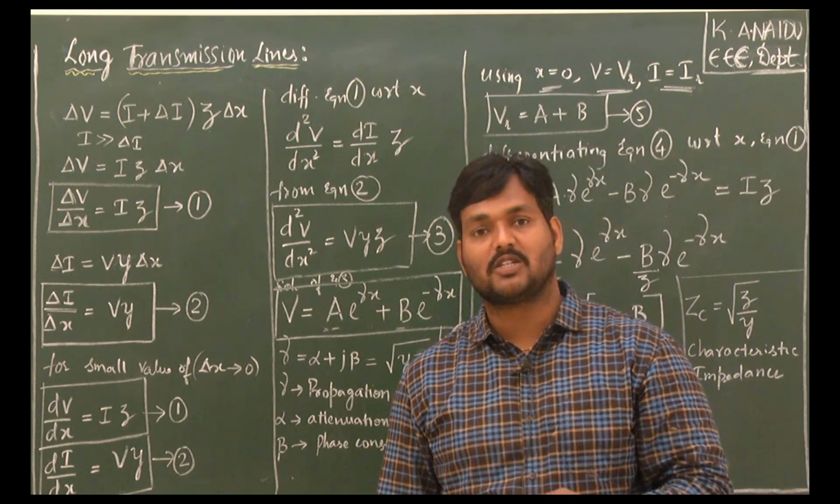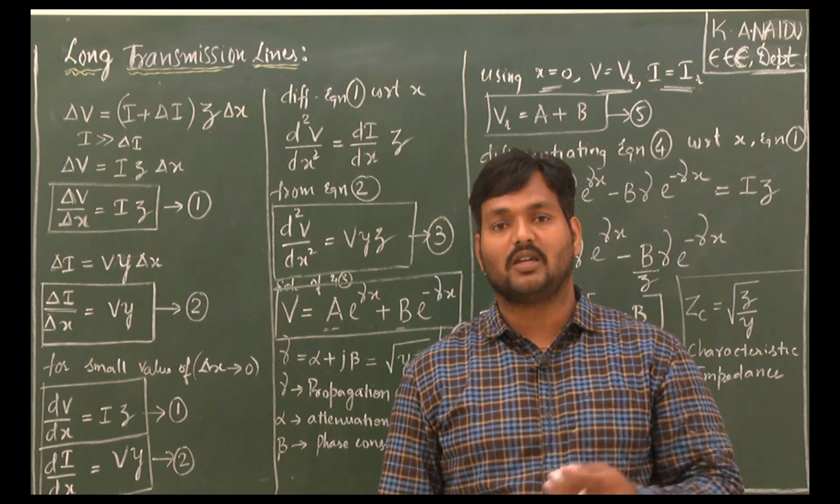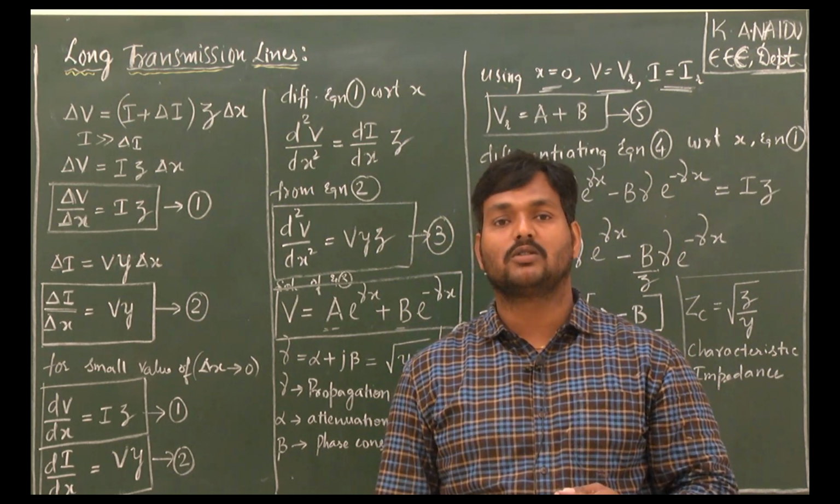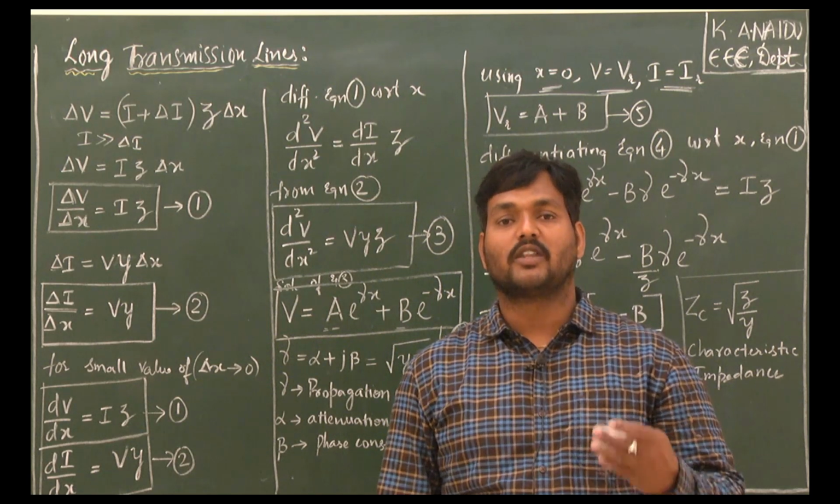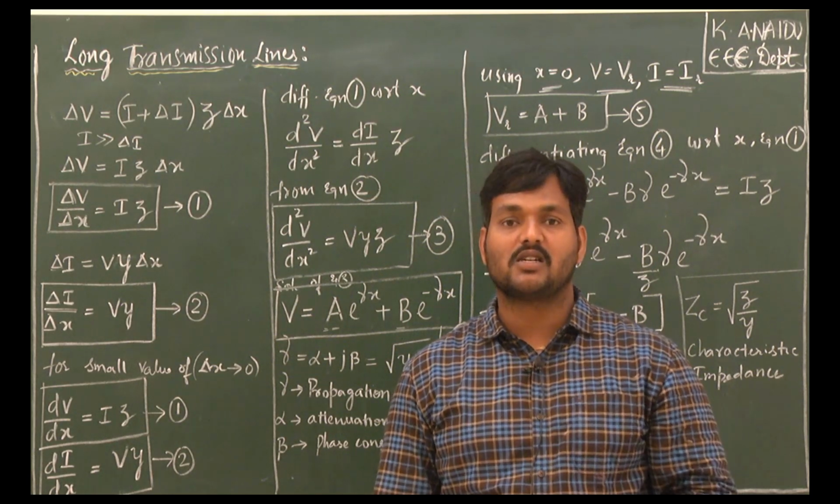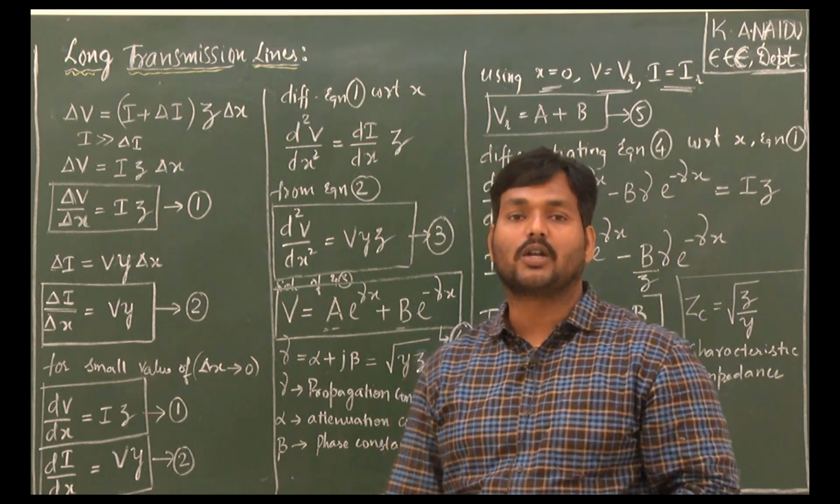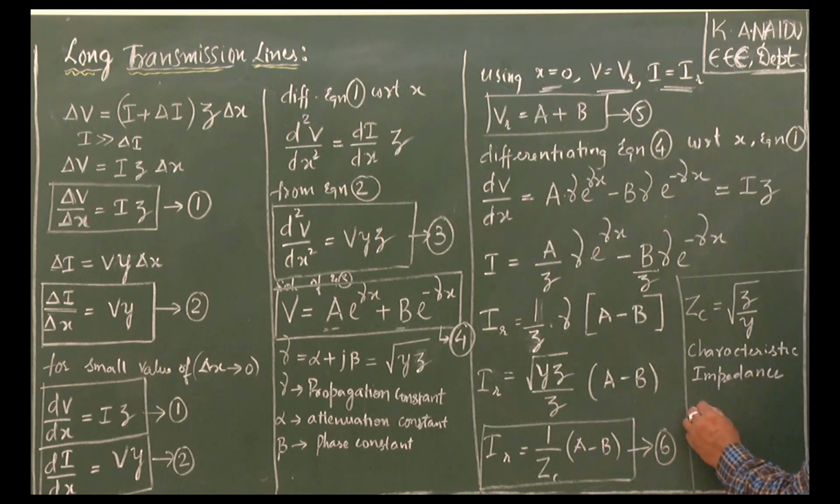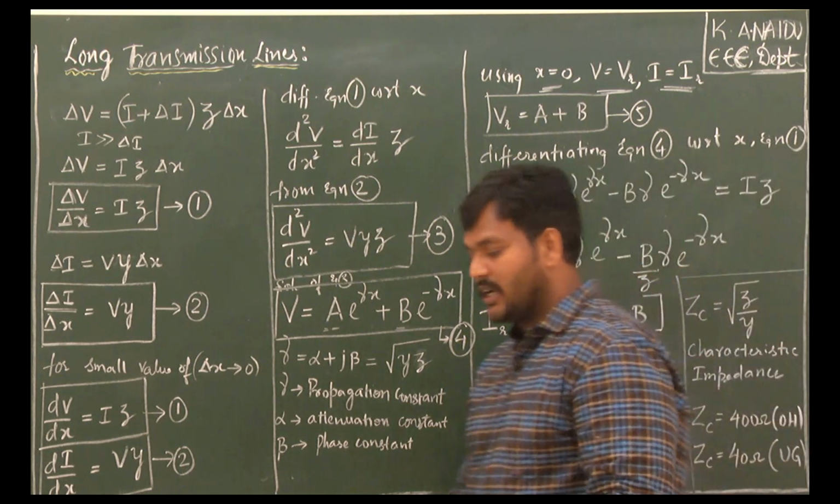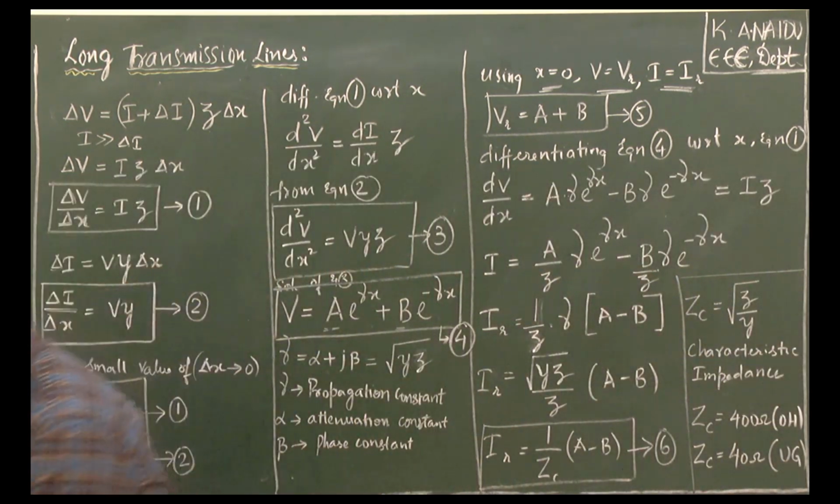For the overhead transmission line, the characteristic impedance is approximately 400 ohms, and for the underground cable, the characteristic impedance is nearly equal to 40 ohms. Therefore, it is independent of the length of the transmission line.